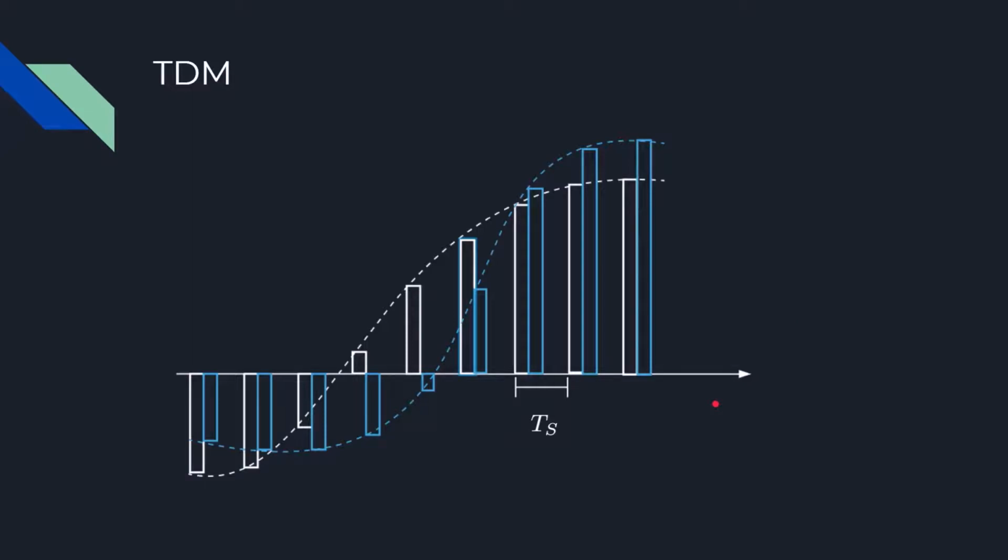Here we can see that we have merged samples of two different signals into a single waveform. This white colored sample is from signal 1 and the blue colored samples are from signal 2. So this is an example of time division multiplexing using pulse amplitude modulation.